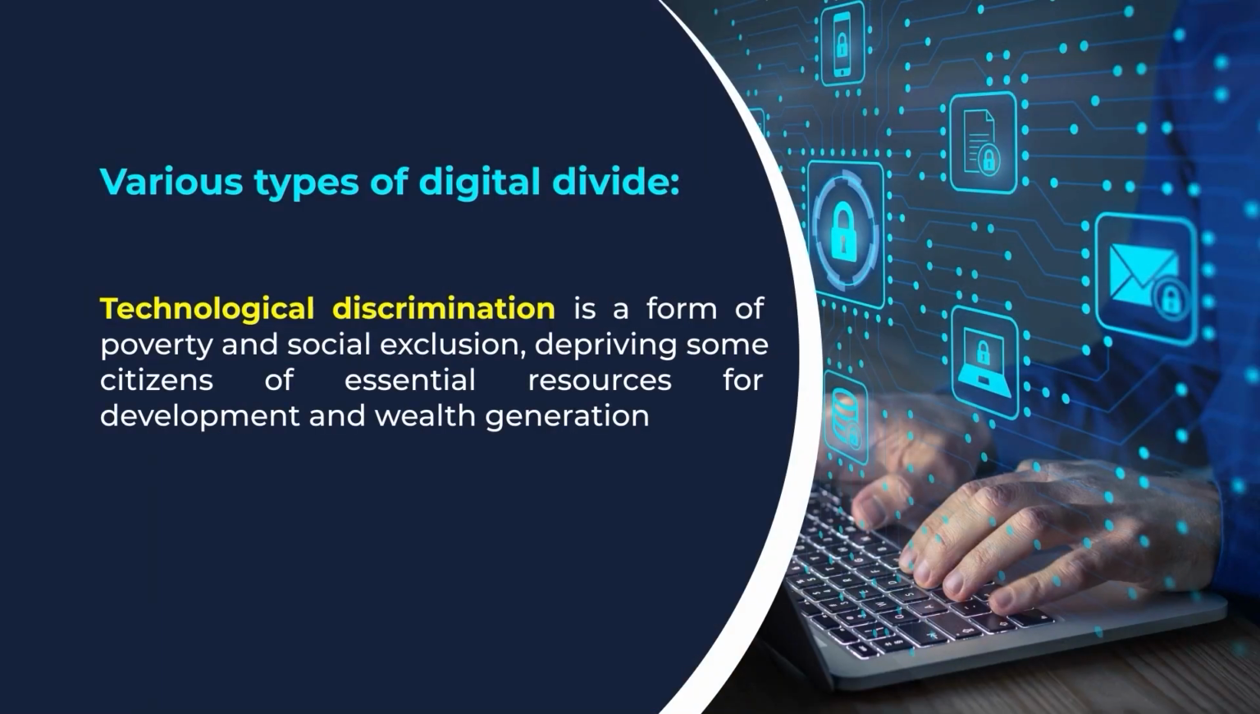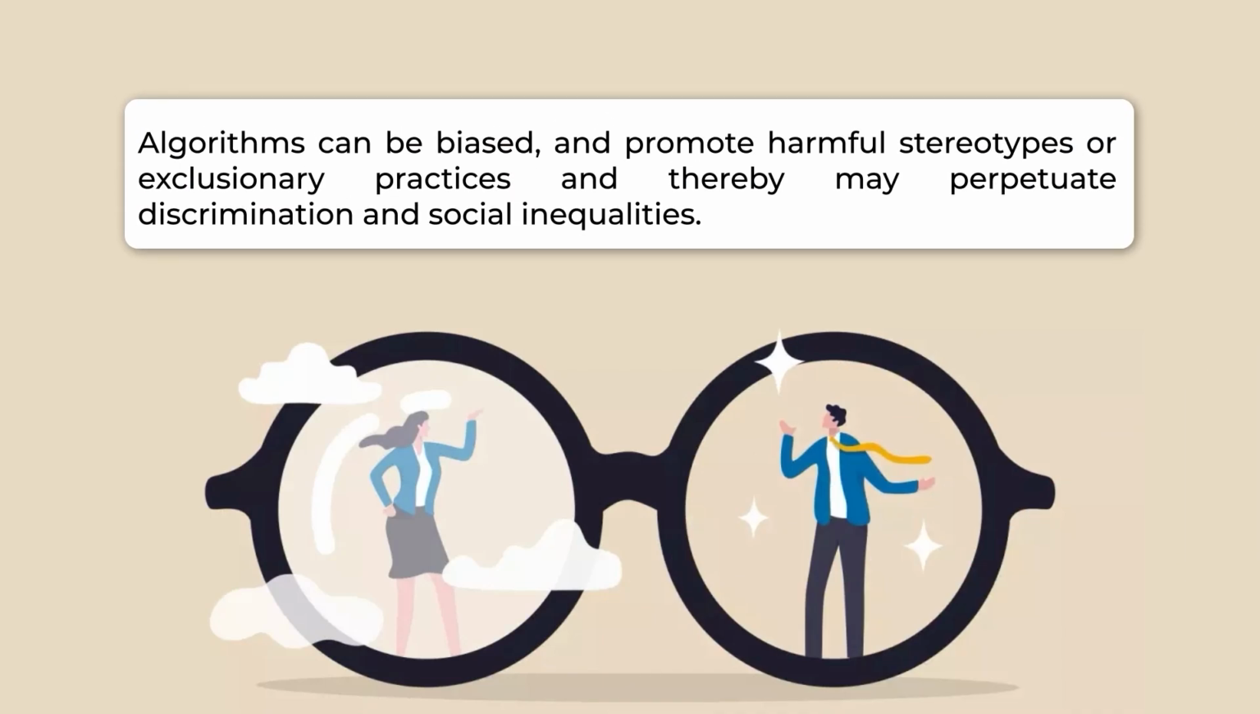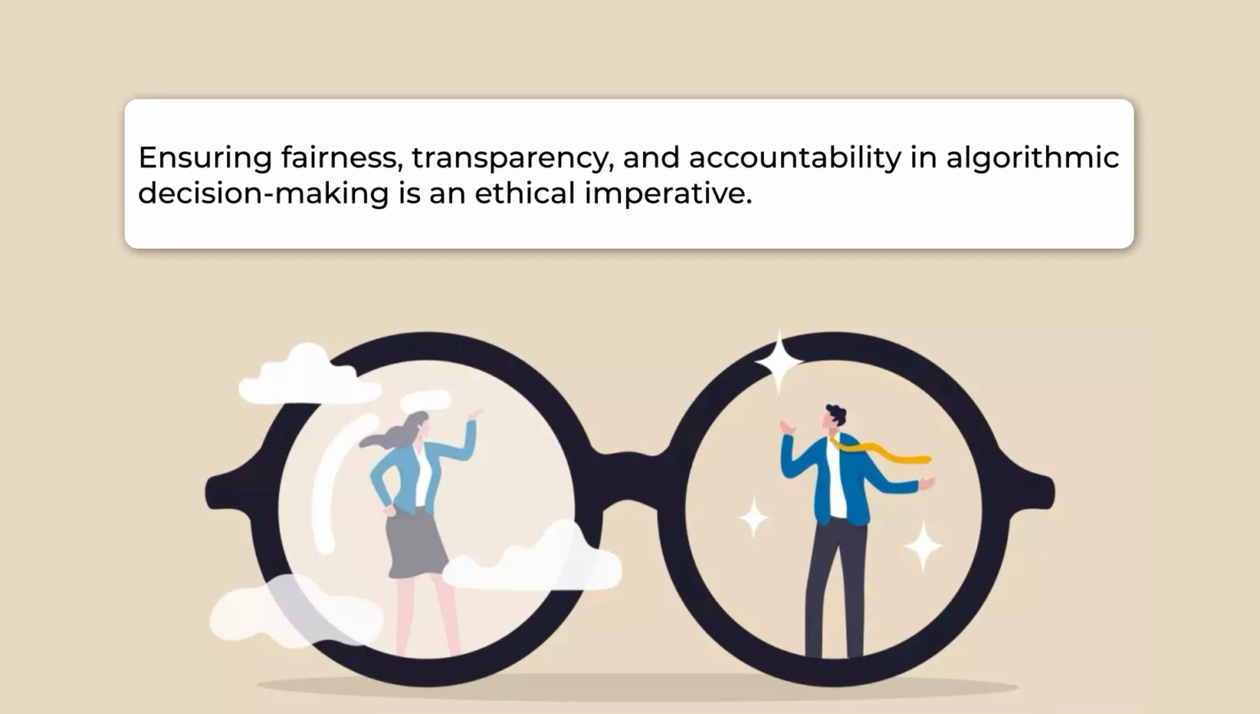Technology discrimination is a form of poverty and social exclusion, depriving some citizens of essential resources for development and wealth generation. And this issue needs to be reflected upon if we want to change things pertaining to information technology. Another ethical concern, which rarely gets talked about while talking about information technology, is that of algorithmic bias and fairness. Algorithms can be biased and promote harmful stereotypes or exclusionary practices and thereby may perpetuate discrimination and social inequalities. Ensuring fairness, transparency, and accountability in algorithmic decision-making is an ethical imperative.